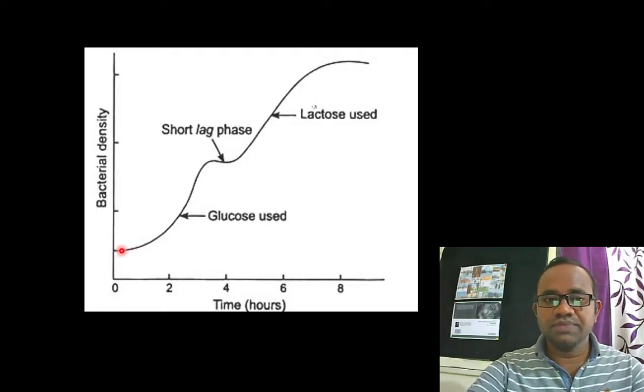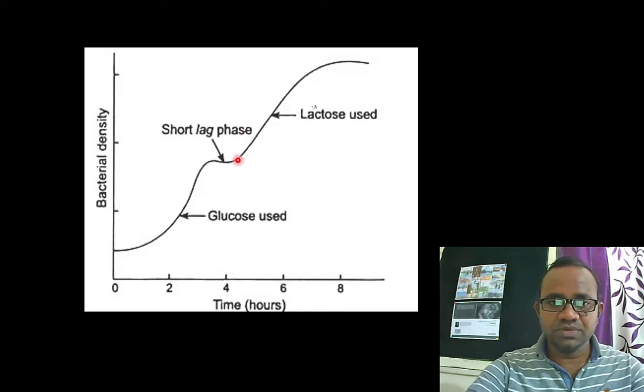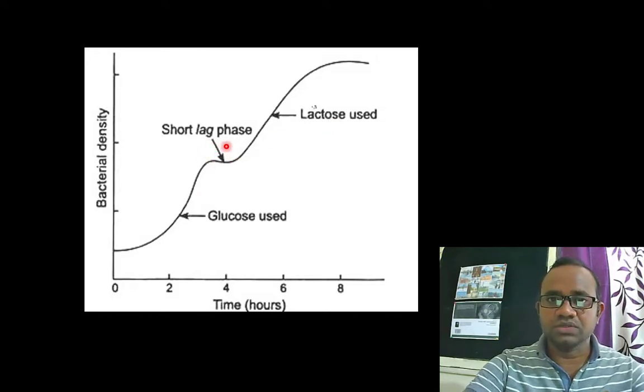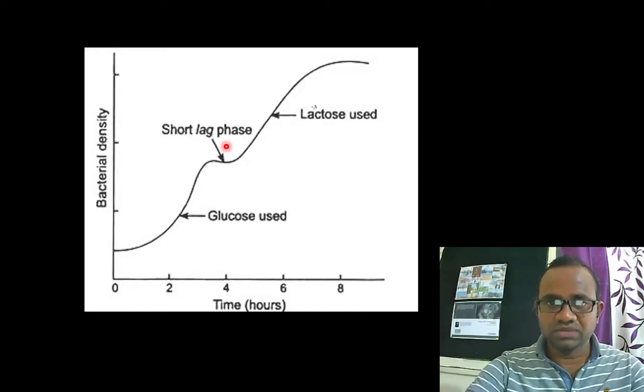So what will happen? The bacteria utilize the first sugar, that is the glucose, and then there is a short lag phase. That means at this particular time, the bacteria prepare themselves to utilize the lactose, because the bacteria do not have the gene that metabolizes the lactose. So they take a pause here, that is the lag phase, and during this pause, what do they do? They synthesize the gene which metabolizes the lactose.